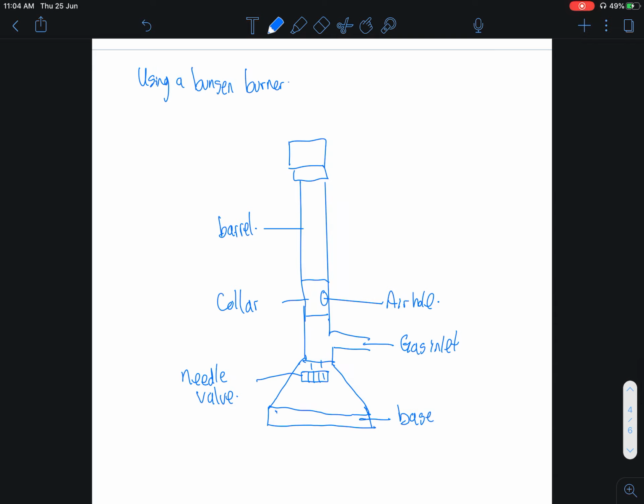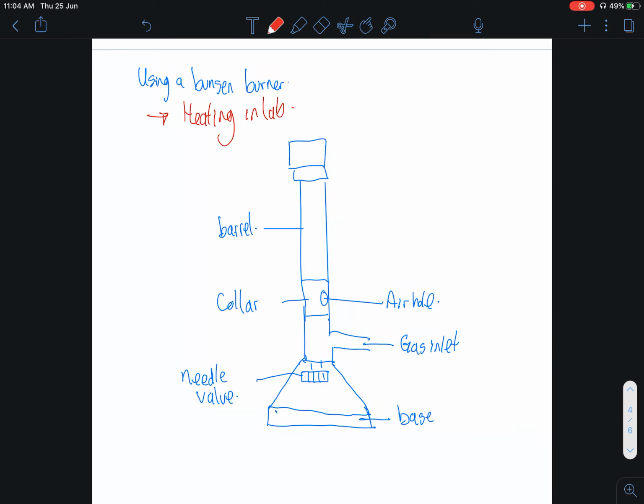Today we'll be continuing the final chapter for this portion, which is the scientific endeavor, and we'll be discussing more on the use of a Bunsen burner. A Bunsen burner is used for heating in the lab. For those of you who do not know what a Bunsen burner looks like, this is how it looks. We use it mainly to heat items.